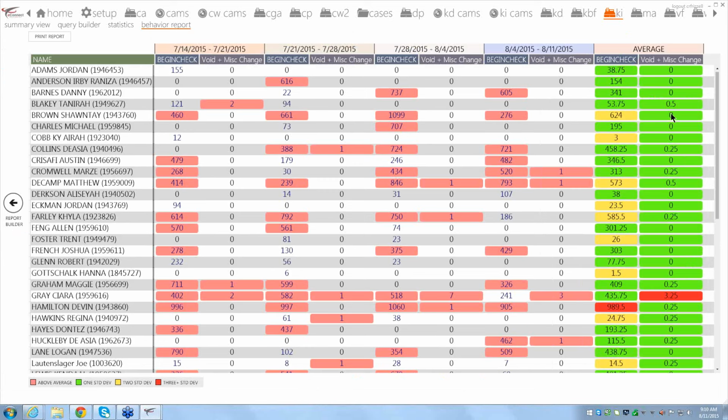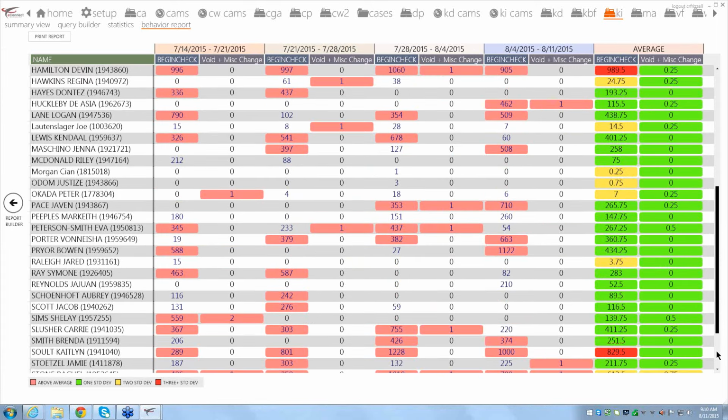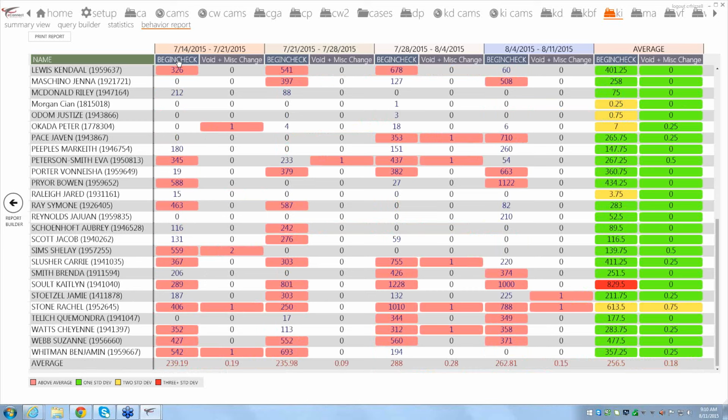Okay, so with that, once the report is loaded, what we're looking at, like Donald was saying at the very beginning of the behavior report, is that you section it off into 4 intervals of 7 days. So basically, here are your 4 sections, 1, 2, 3, and 4, of 7 days' worth of data. Everyone on the left is listed alphabetically. Everything in pink here means that it is above average. And the average you can find out, for example, for begin checks, this person, Jordan Adams, has 155. They're not in pink. The average, if you scroll down here, is 239.19 during that time frame. Anybody above this number is going to be in pink.